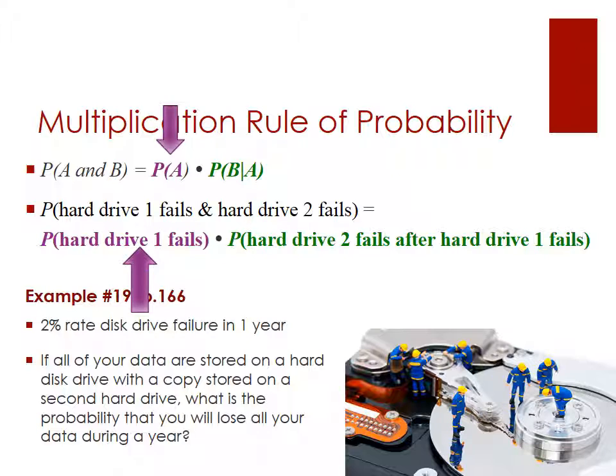Here we can see our P of A, which is a hard drive failing, so that's hard drive 1 failing, and then we can see our probability of B after A occurs. That is the probability of hard drive 2 failing after hard drive 1 has already failed. This should give you a general introduction to what we're looking at.